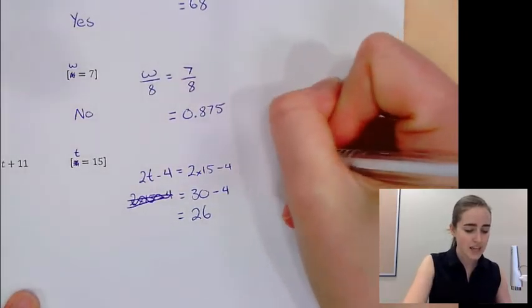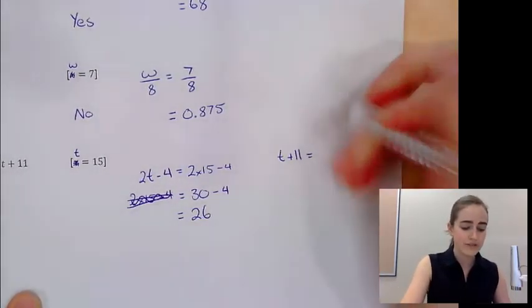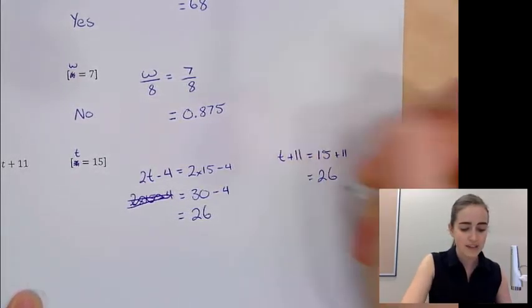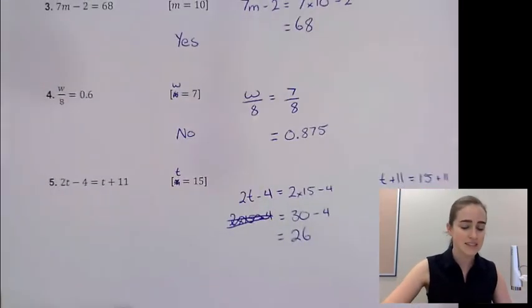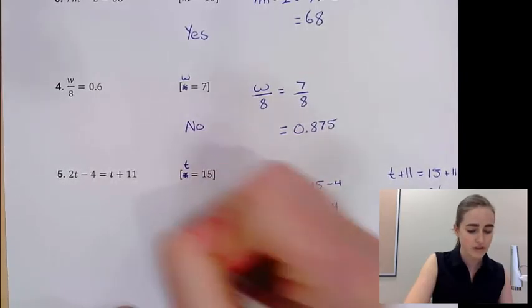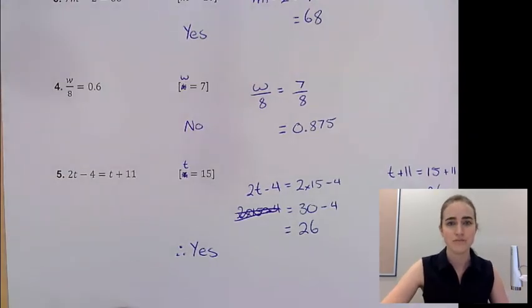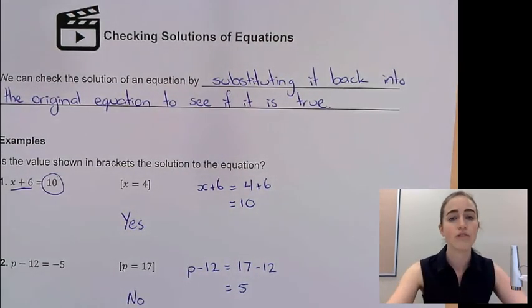So we're going to have t plus 11, and we'll substitute in our t equals 15. So we'll have 15 plus 11, which gives us 26. So because we got the same number both times, that means that t equals 15 is the solution. So those 3 little dots mean therefore, so therefore, yes, it is the solution. So that's having a quick look at how we can check the solutions of our equations.